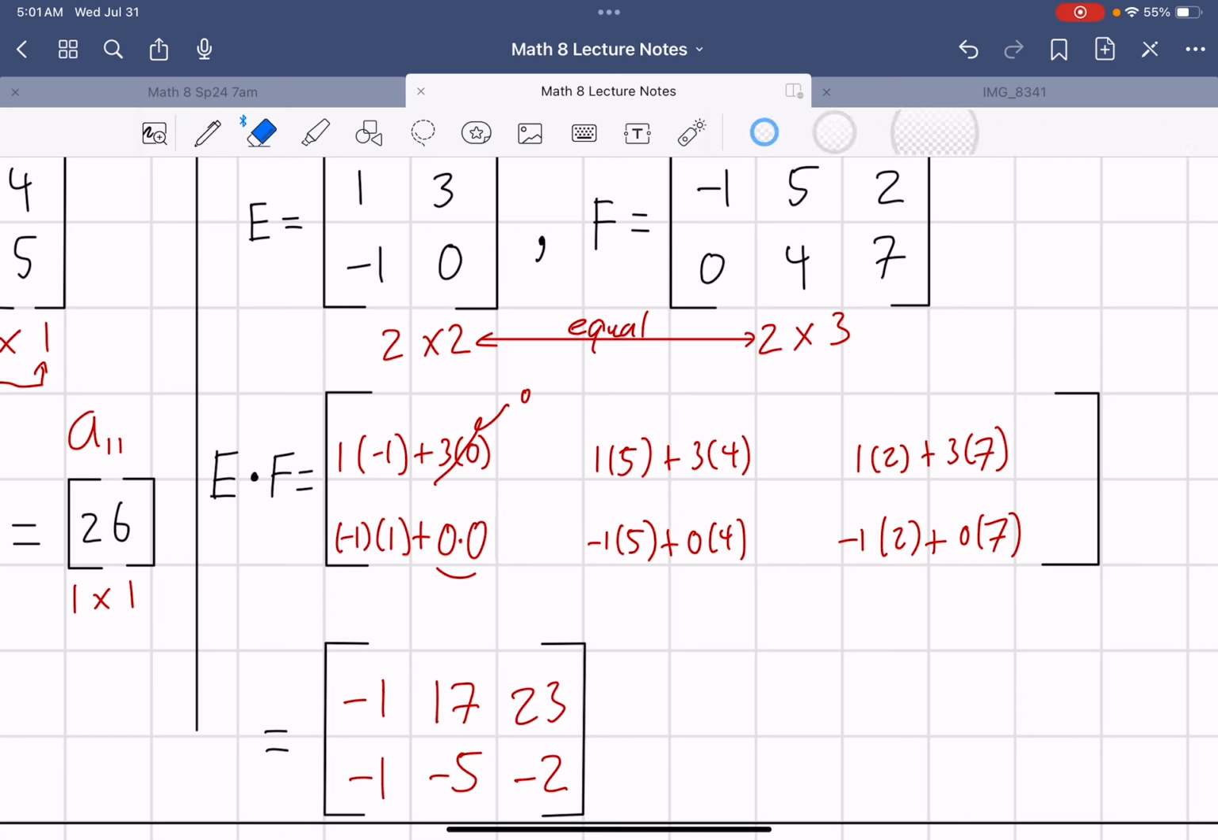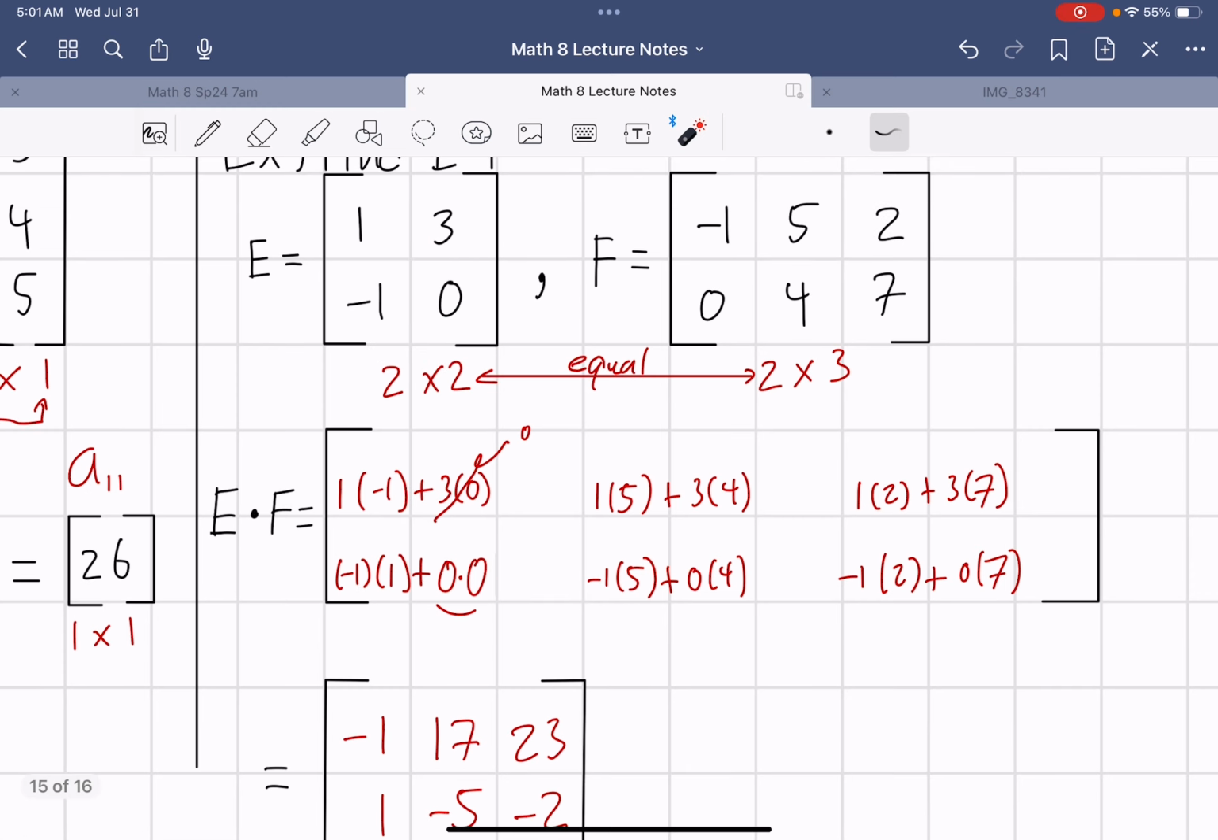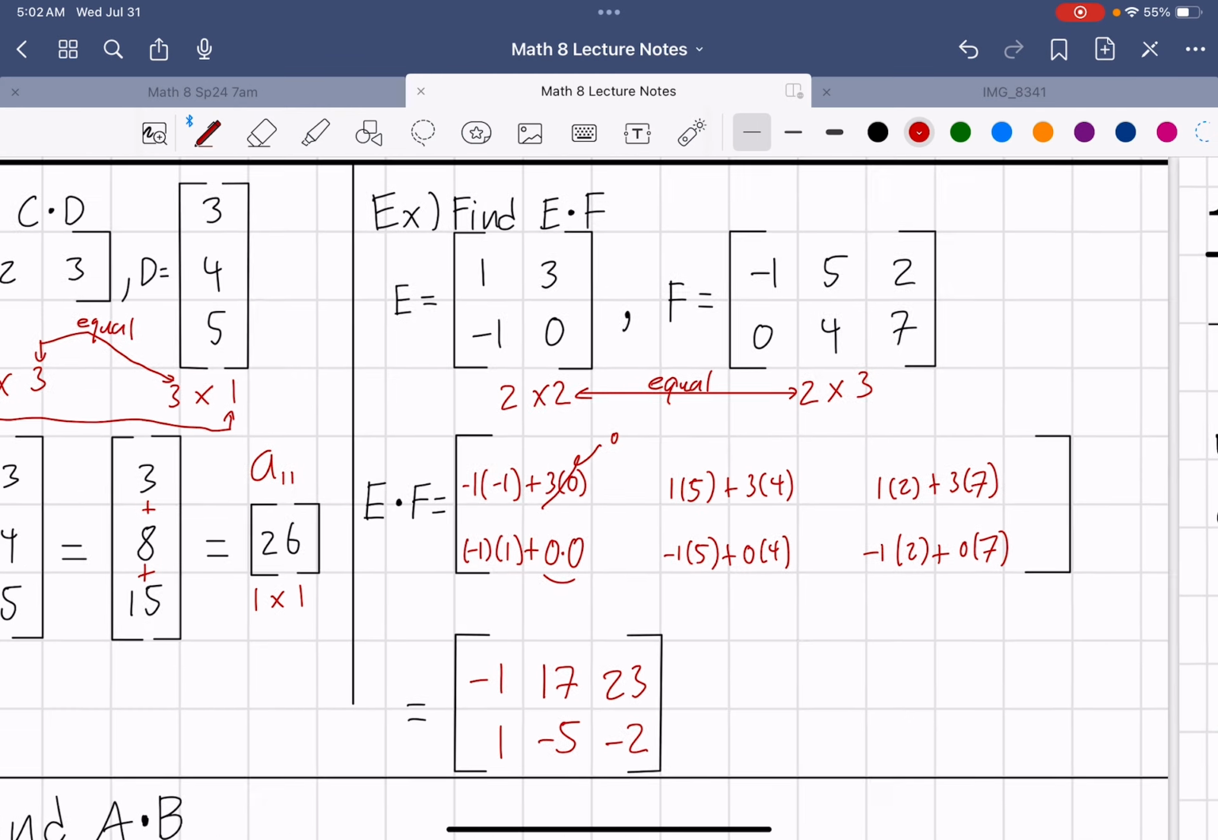Oh, this one should be positive, because it's the first row with, or wait, I might have made a mistake. Yeah, first row with first column. That should have been a negative 1, and I missed it here. That's why this one's really tedious. There's a lot of little moving steps, and you can make easy errors.